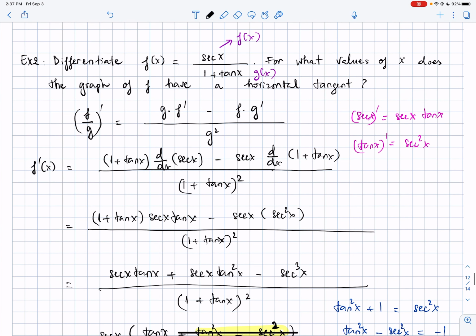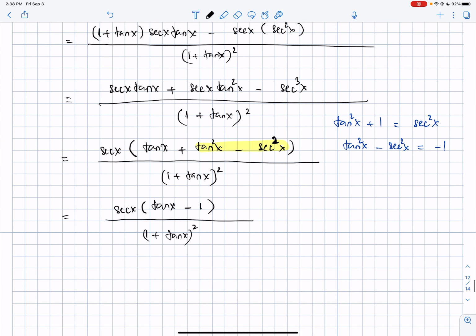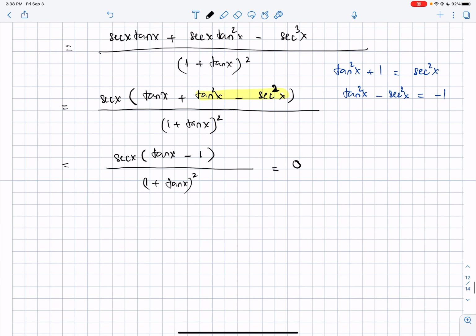Now the second part of the problem says, for what values of x does the graph of f have a horizontal tangent? A horizontal tangent is a horizontal line, and a horizontal line has slope equal to 0. But by definition, the first derivative is the slope. So what we need to do is set the derivative equal to 0, then find the value of x that makes it equal to 0.